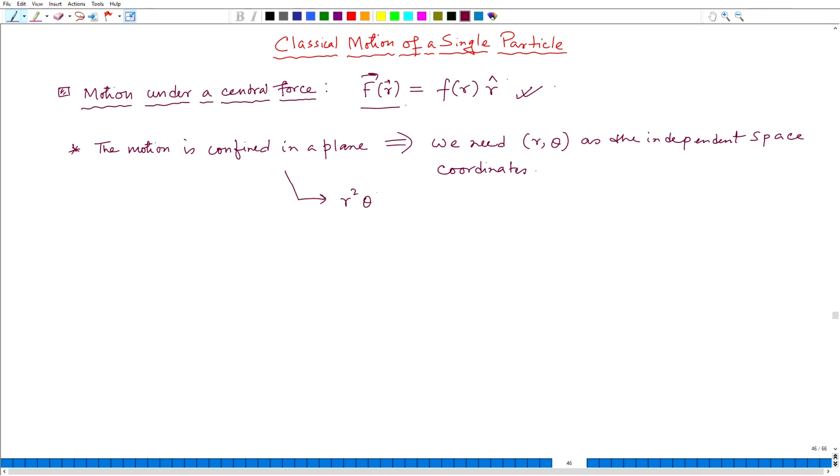We also said that r square theta dot is h, which is the angular momentum magnitude per unit mass, and this is constant, and that is why we actually can get rid of the theta dot as well from the equations of dynamics, and finally, the equation of dynamics becomes effectively one dimensional.